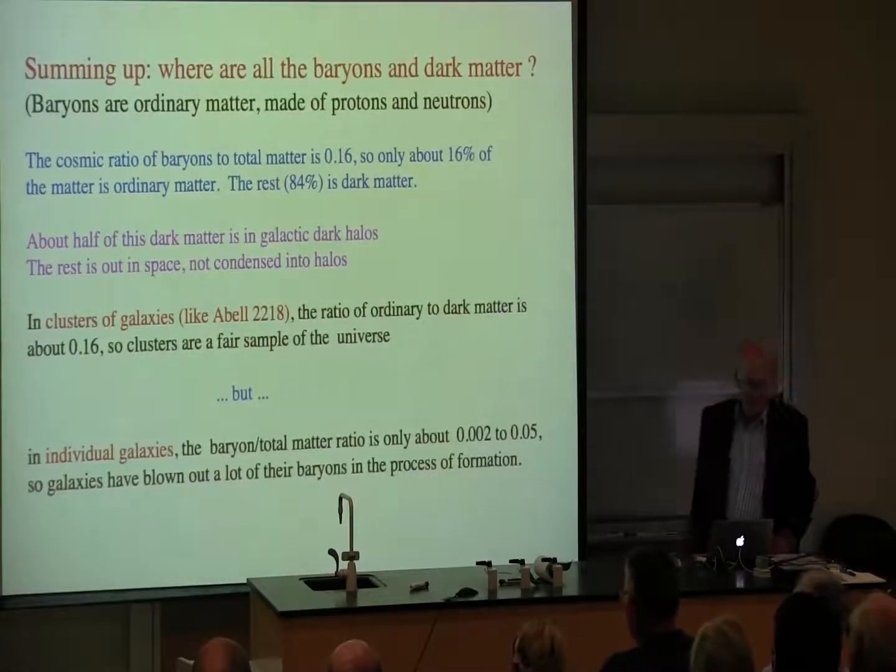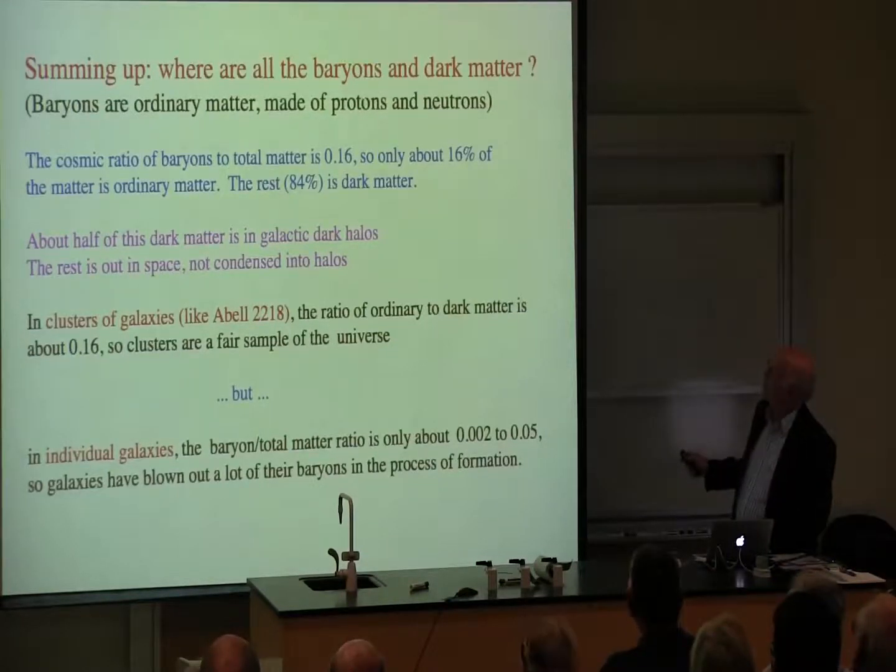So summing up, where are all the baryons, the ordinary matter, and the dark matter? Well, just to give you some idea, baryons are ordinary matter made of protons and neutrons, like you and me and all the stuff in this room. The cosmic ratio of baryons, ordinary matter, to dark matter is 0.16. So about 16% of the matter in the universe is ordinary matter. The rest of it, 84%, is dark matter.